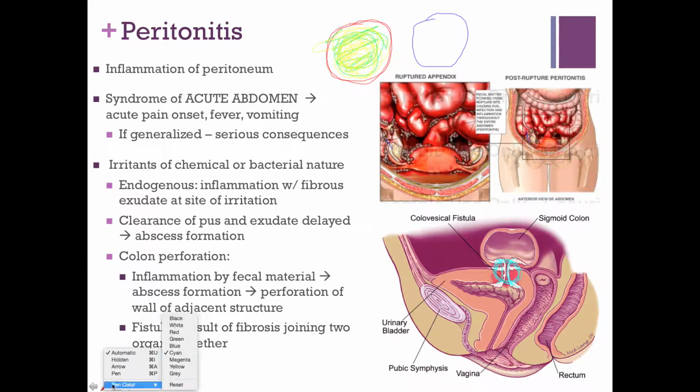A fistula is two organs that have been joined together by fibrosis. So something ruptures, there's tissue factor, there's a lot of fibrin, an abscess could develop and then lead to the perforation of two adjacent structures. So imagine this. This is a colonovaginal fistula. So that means that the colon is now connected to the vaginal canal.